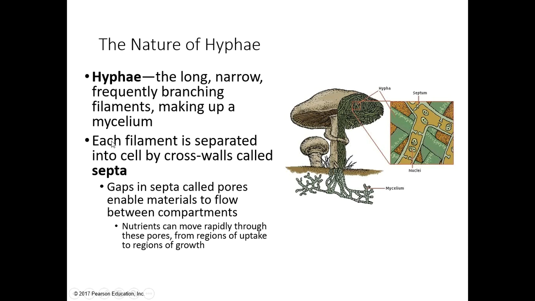Each of these filaments is separated into cells by cross walls called septa. Okay, so here's your septa, and they allow for communication. So there's gaps in the septa called pores, and they enable materials to flow between the compartments from cell to cell. So nutrients can move rapidly through the pores. So, all the way out here, these cells can absorb nutrients, and they can move through the pores to nourish the entire mushroom.